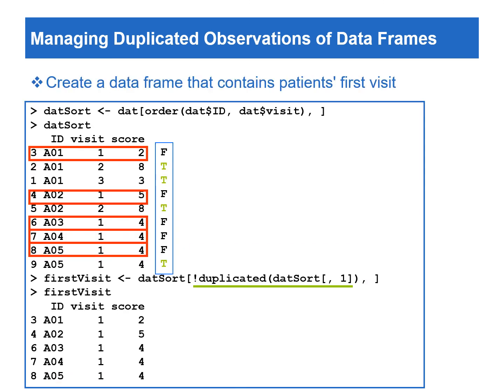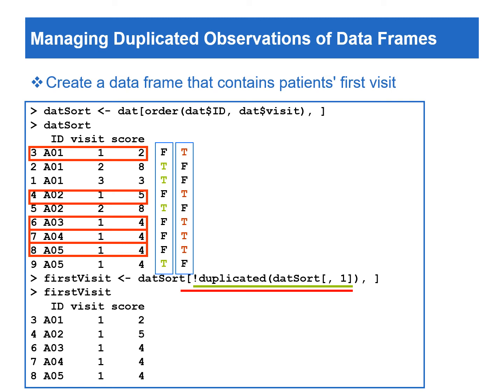In this example, we would like to create a data frame to contain records of patients' first visit. First, we need to sort the data by patient's ID and visiting time in ascending order. Then we use the duplicated function to create a logical vector indicating which IDs are duplicates.